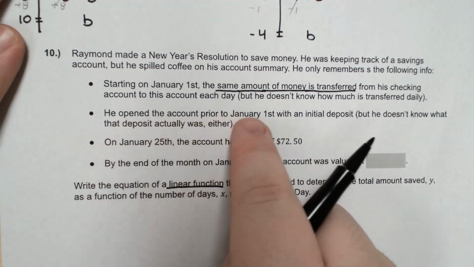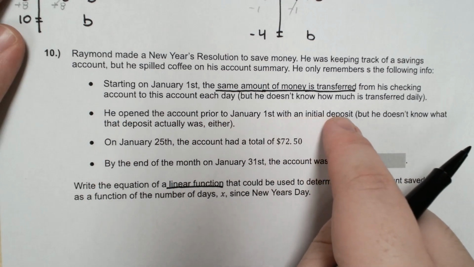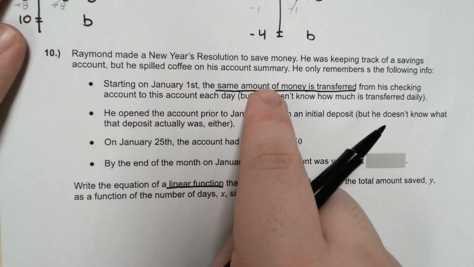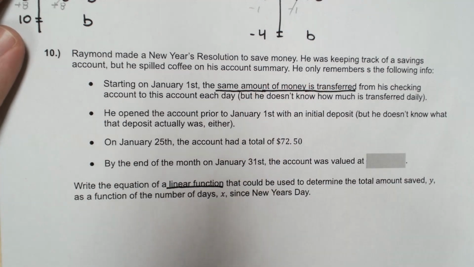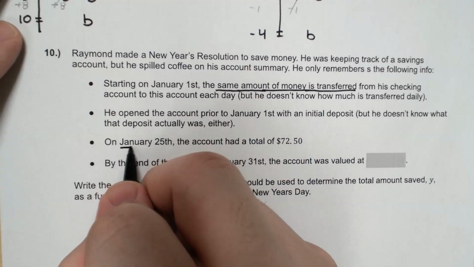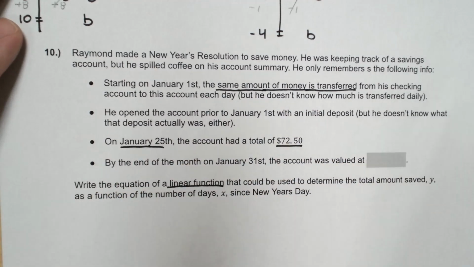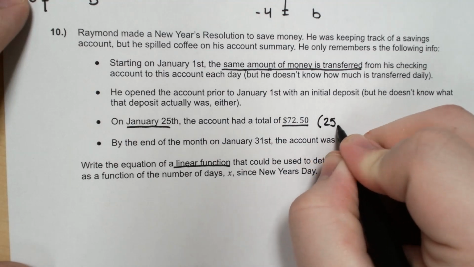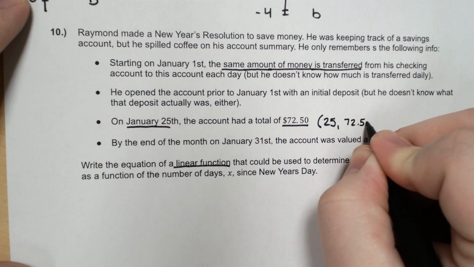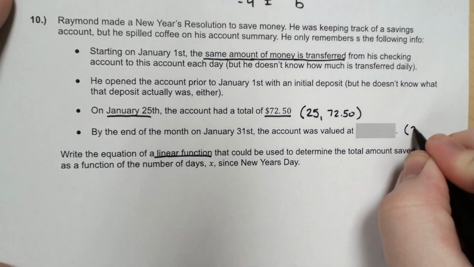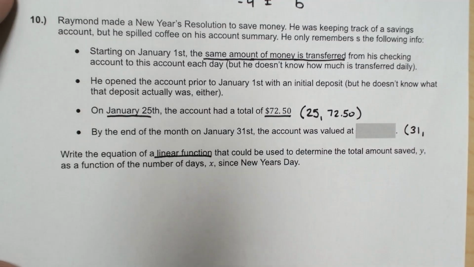He opened the account prior to January 31st with an initial deposit, so this whole thing started on January 1st. January 1st would be the first time that whatever money is moved over. January 2nd would be the second time. So putting all that together, January 25th, a total of $72.50, gives me an ordered pair of (25, $72.50). This would be the ordered pair 31, and then I'll tell you.